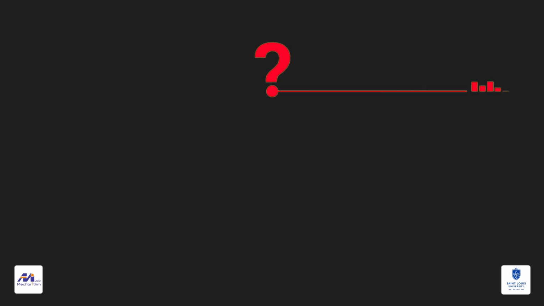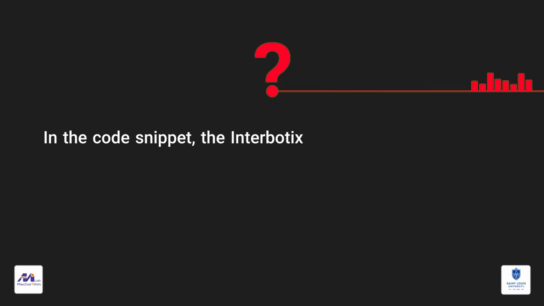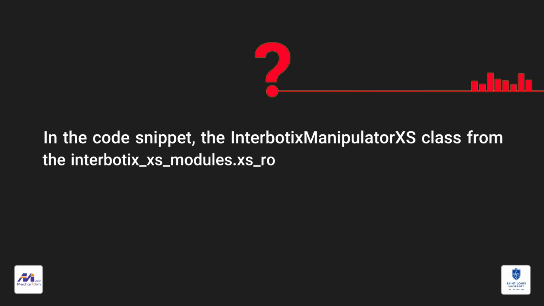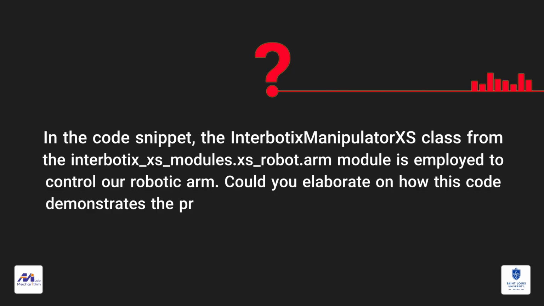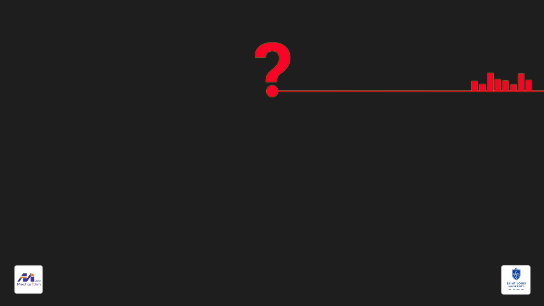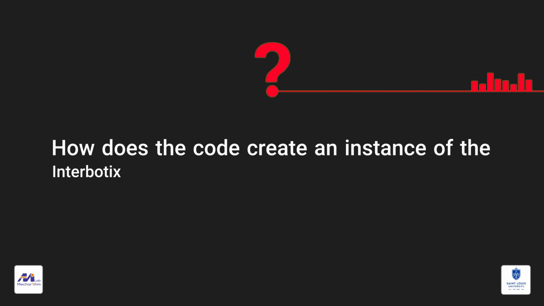Now, to test your understanding from our Python course, answer this question. In the code snippet, the InterbotixManipulatorXS class from the interbotix_xs_modules.xs_robot.arm module is employed to control our robotic arm. Could you elaborate on how this code demonstrates the principles of classes and objects in Python? In particular, how does the code create an instance of the InterbotixManipulatorXS class to represent the robotic arm?